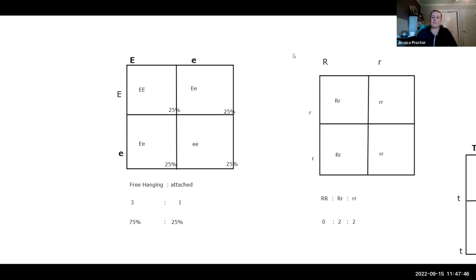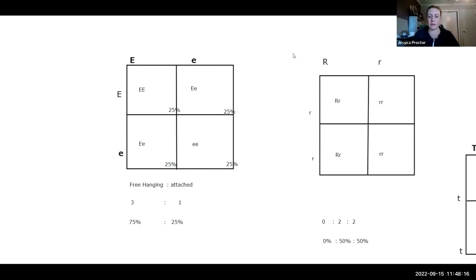So essentially that means every single time this mom and this dad produce a child, they have an equal likelihood of having a child that can roll his or her tongue or not roll his or her tongue. So it'd be pretty even odds. If you were placing bets, it'd be a 50-50 bet whether or not these two parents produce a tongue roller or non-tongue roller. Okay, so the genotypic ratio is 0 to 2 to 2, or you can write it as 0 to 50 to 50. Either way, whatever makes more sense to you.